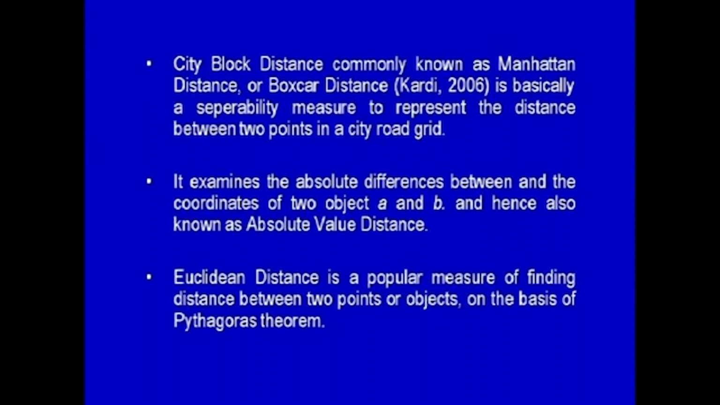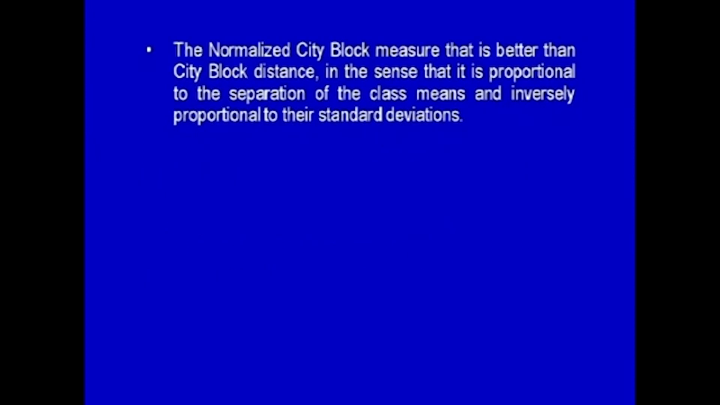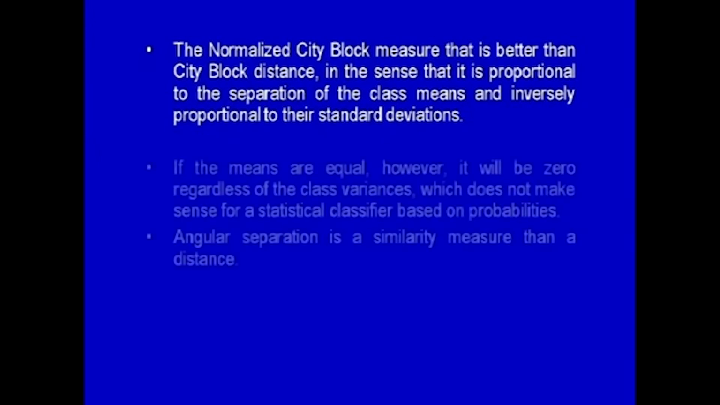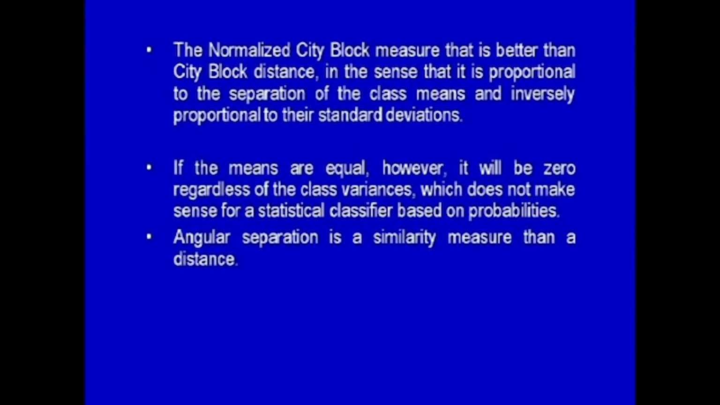of Pythagoras theorem. The normalized city block measure is better than the city block distance in the sense that it is proportional to the separation of the class means and inversely proportional to their standard deviations. If the means are equal, however, it will be 0 regardless of the class variances, which does not make sense for a statistical classifier based on probabilities.